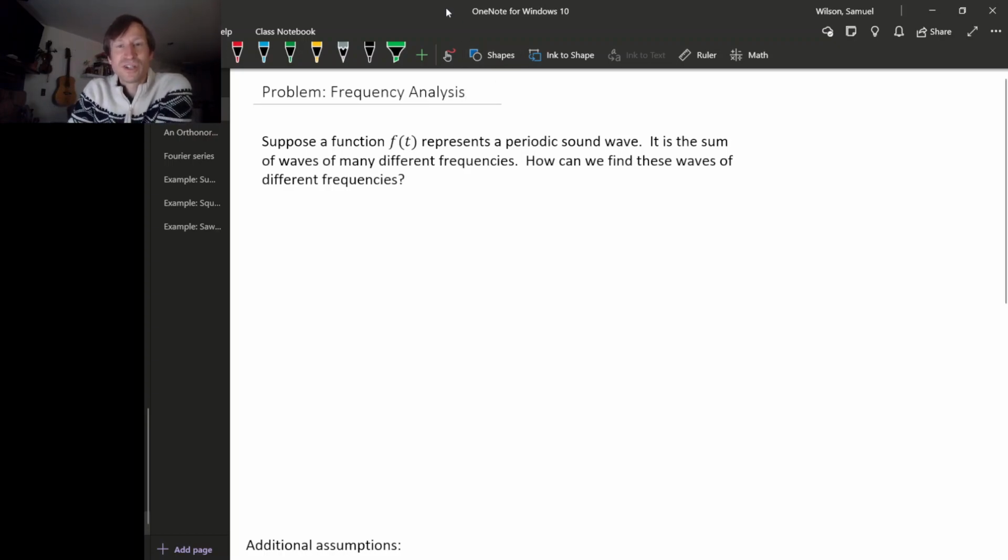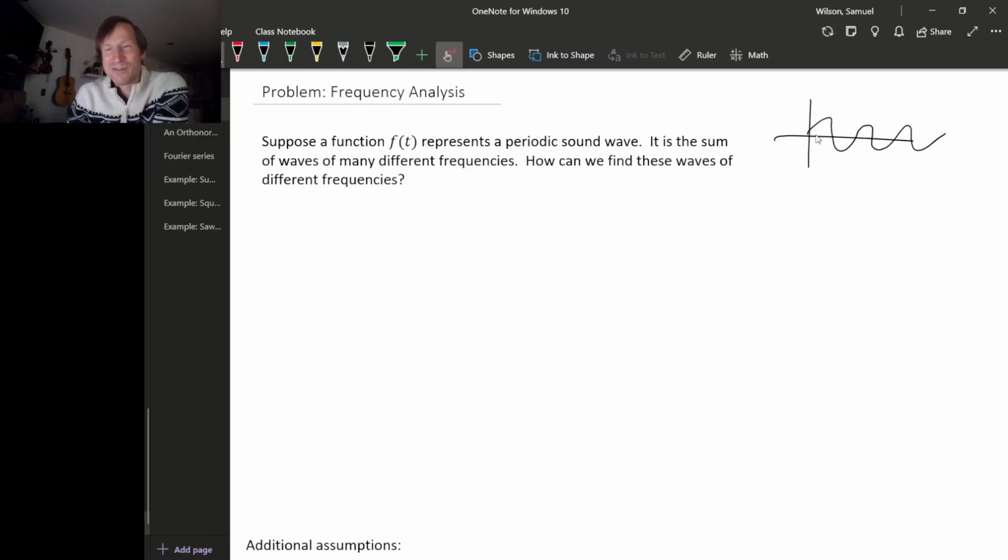Suppose we have a function f of t that represents some kind of periodic sound wave. Sound is actually a fluctuation over time in the pressure against your eardrum, and so really you can represent any sound as a function with respect to time, where the function just tells you the pressure against your eardrum at that particular time.